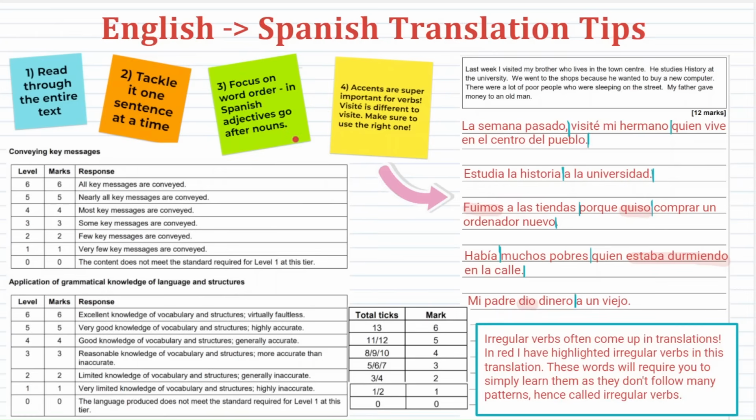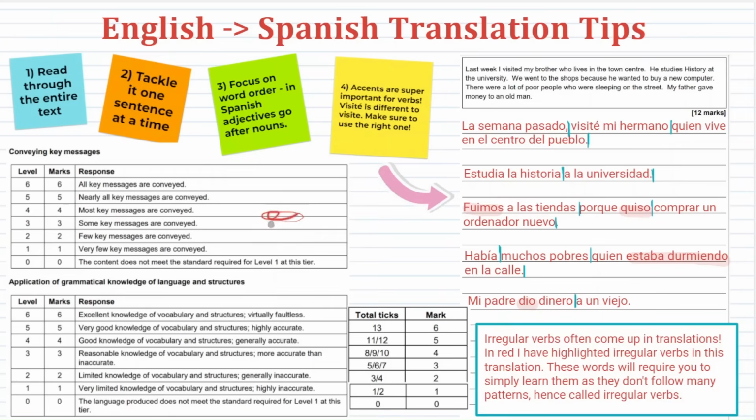Also, keep in mind that in Spanish, the word order is not the same as in English, for example with adjectives which go after nouns. And for verbs, you need accents. This applies to the entire writing paper. For words that are not verbs, accents do not cost you marks, but for verbs they do, as often accents will completely change the meaning of the verb.